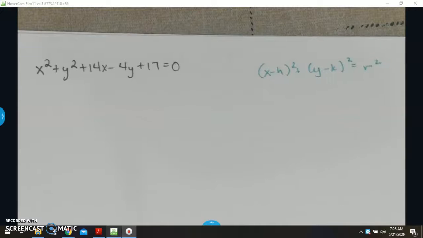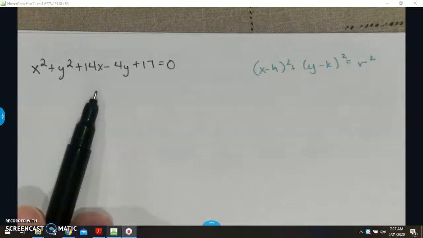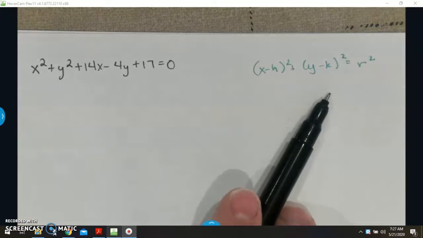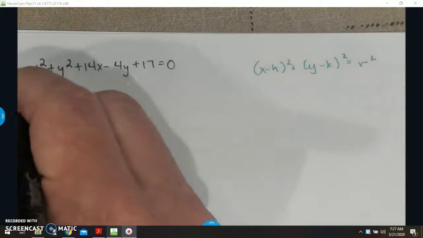So the whole idea is we're going to make this equation look like this equation. This really isn't too bad. We completed the square yesterday, and we're going to use that same process today. First step, we have to put all the x's together and all the y's together and move the constant number to the other side. So I'm going to start that here.